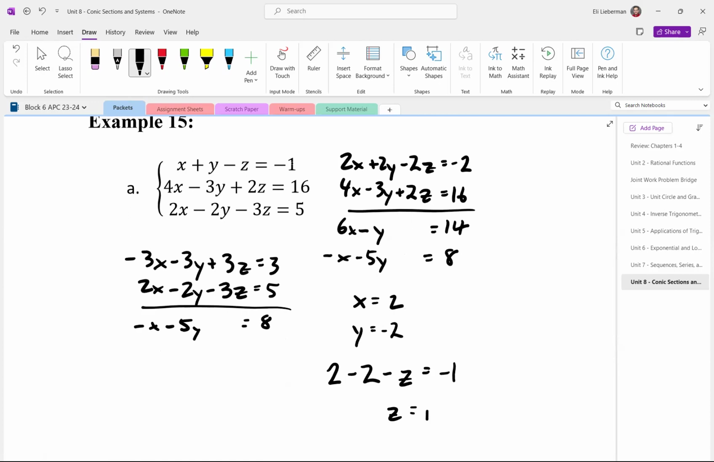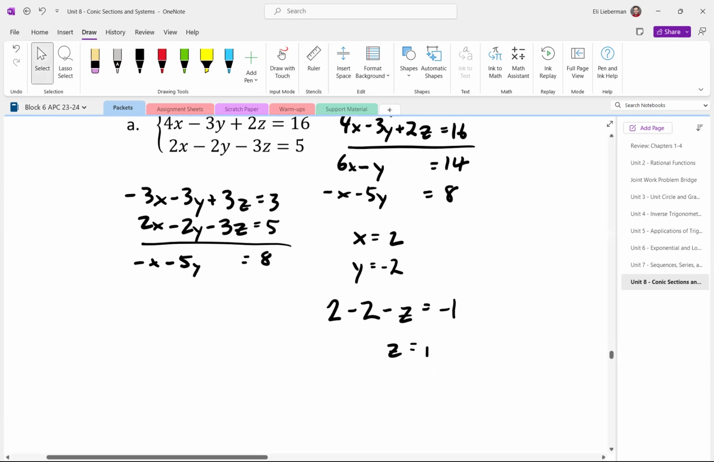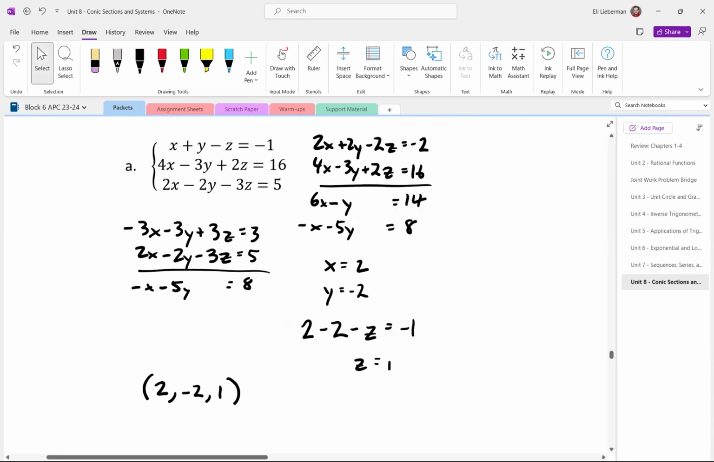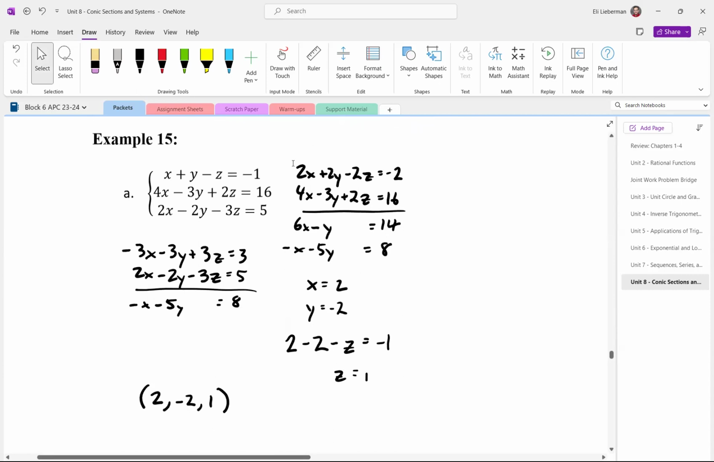Now for 2 by 2, you put your numbers together into an ordered pair. In this case, we're going to put it all together into an ordered triple. Just put it together in parentheses, separated by commas. You could check by substituting all three into each one of the equations.